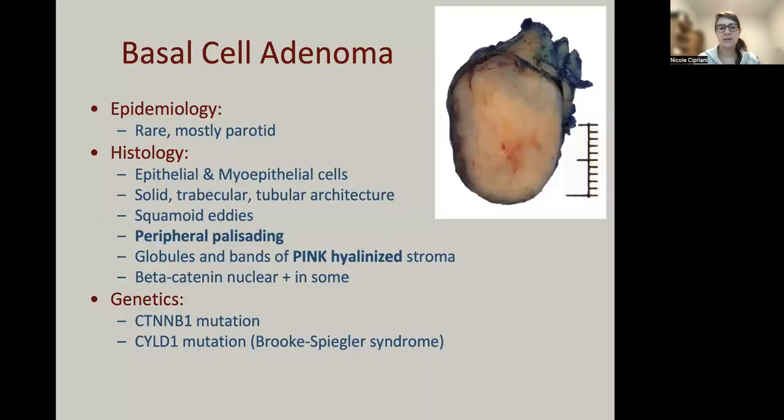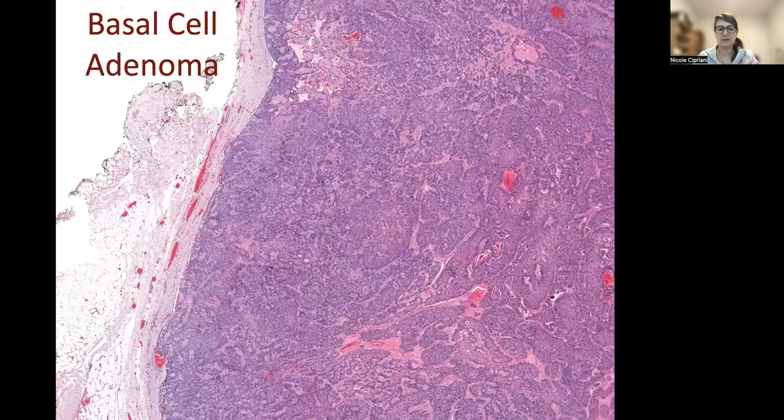Basal cell adenoma is another benign tumor that is defined by its blue or basaloid appearance with peripheral cellular palisading and then these pink hyalinized stroma in the background, which I'll show you. They're defined by mutations of beta-catenin, CTNNB1, and occasionally mutations in the CYLD1 gene. So if you remember, what is CYLD1? It's the gene that causes these syndromic dermal cylindromas, the turban tumors on the heads of people. So that's the same gene that you can occasionally see mutated in BCAs.